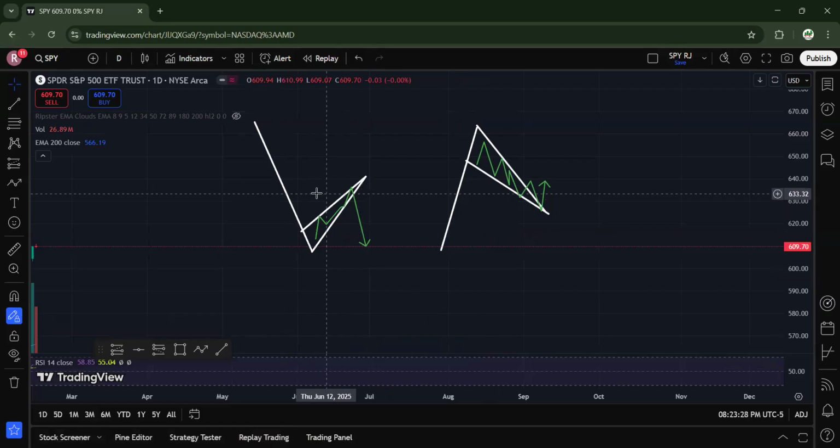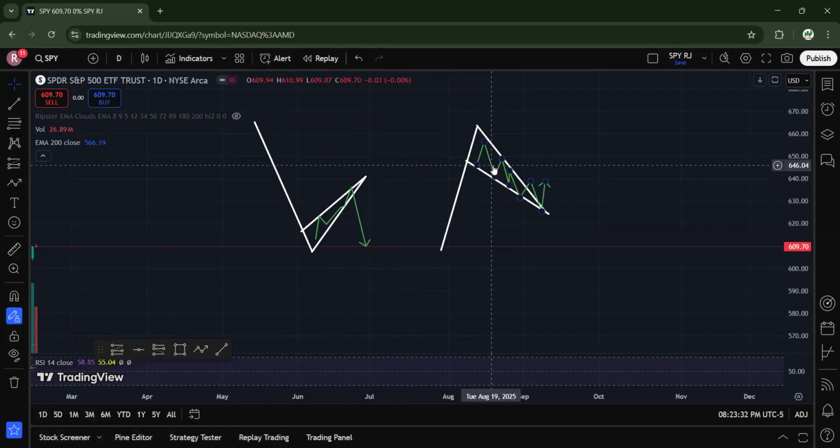So these high probability setups are amazing. You just have to learn how to use them in conjunction with our other principles. So that is the wedge. I've given you a continuation pattern, a neutral pattern, and a reversal pattern. You've got three types of patterns that you can use right there. Two patterns apiece, so that's six chart patterns I gave you right there alone.